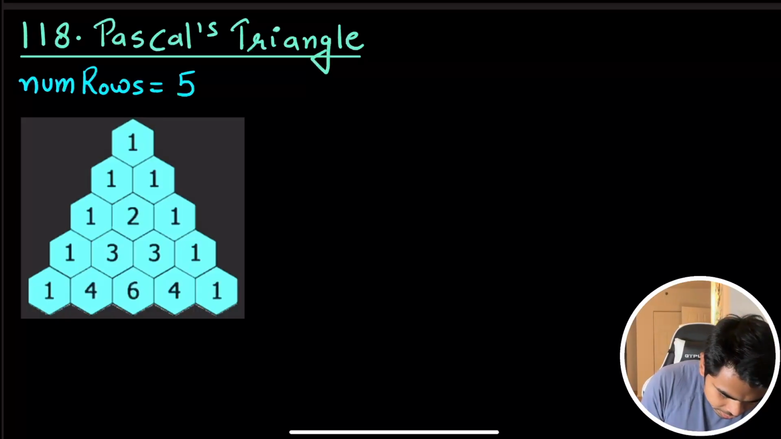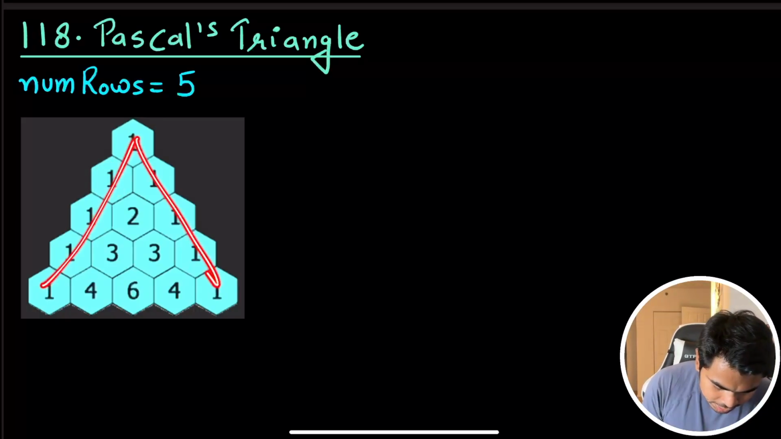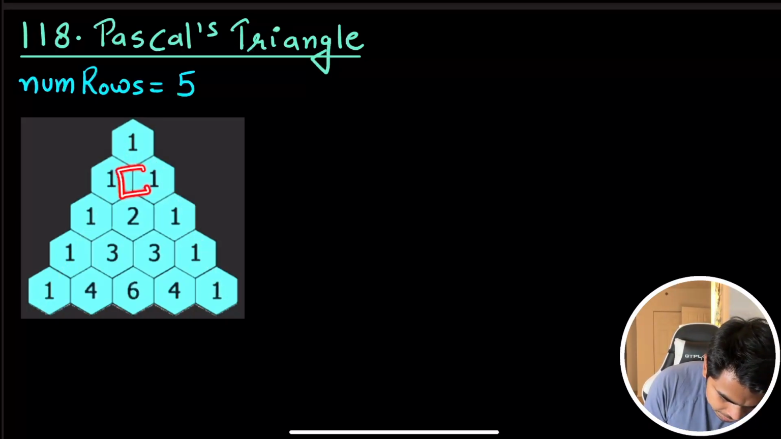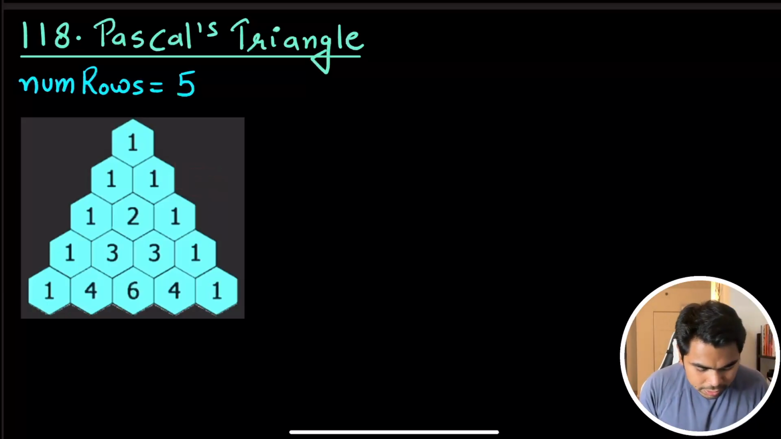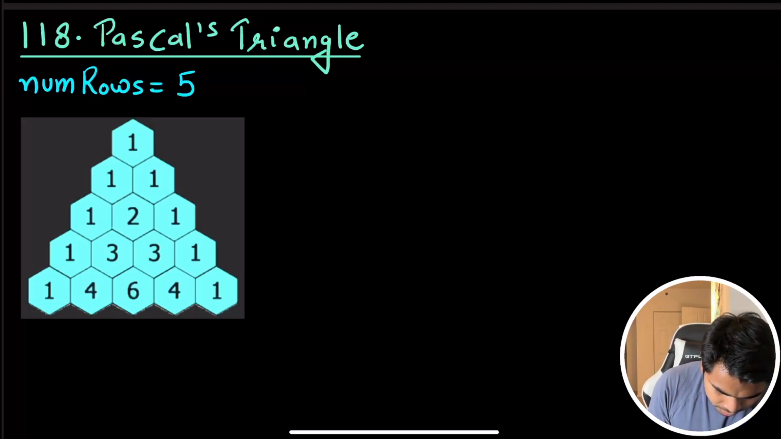What does that mean? All these corners are going to be ones, but for anything in the middle, for the second row there is no place to calculate that value. But for the third row, you have this space and it's going to be the sum of these two numbers. So these two sum together and give us 2.